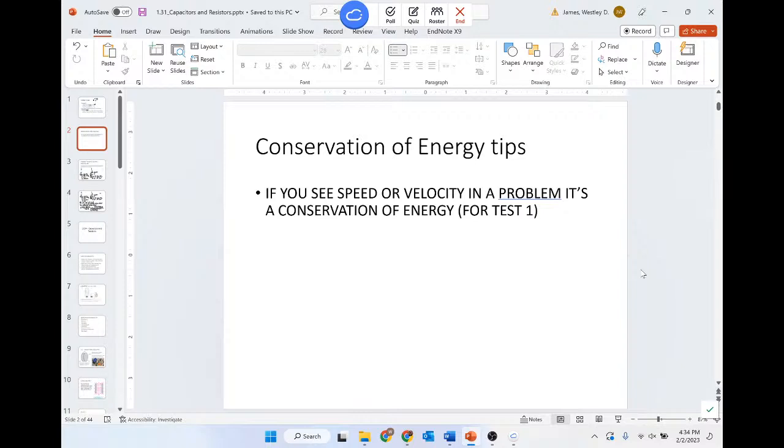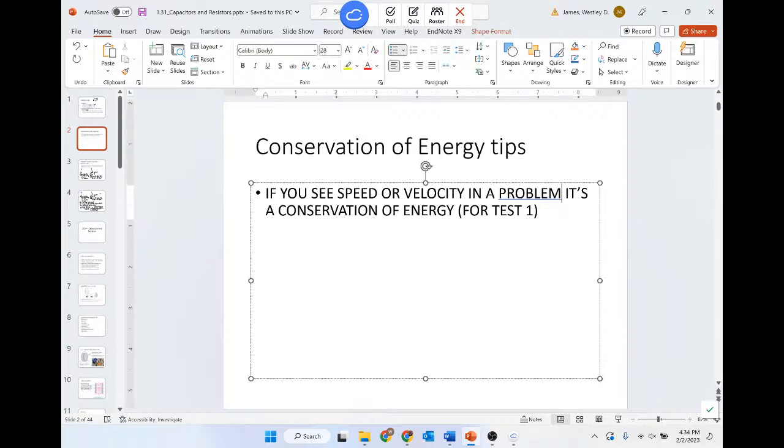But when we're talking about charges, and voltages, and speed, if you see speed or velocity in a problem, it's a conservation of energy problem for test 1. Again, when we get to test 2, we're going to see velocity with magnetic fields, and I'll give you the caveat when we get to that point. But for now, this works.